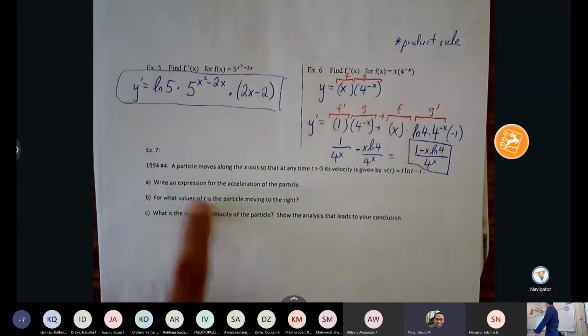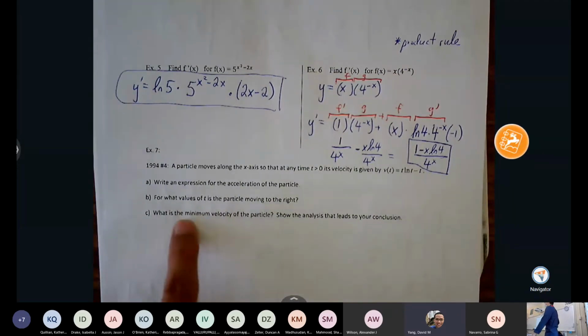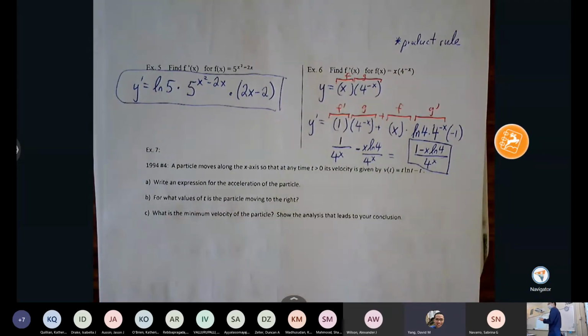All right, so there's particle motion here as well. I think I want to save this for tomorrow. I want to just spend the rest of the class today. Let's practice a bit more with these rules, get more comfortable with them.